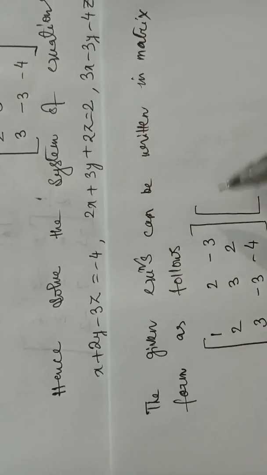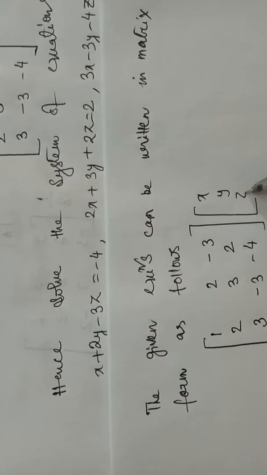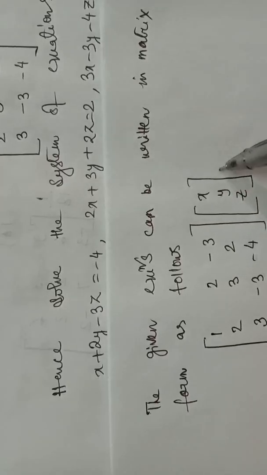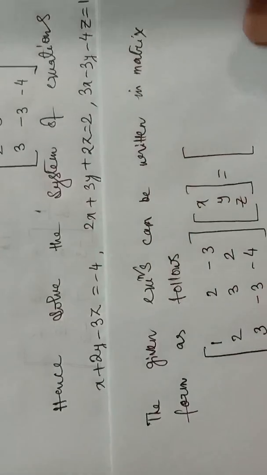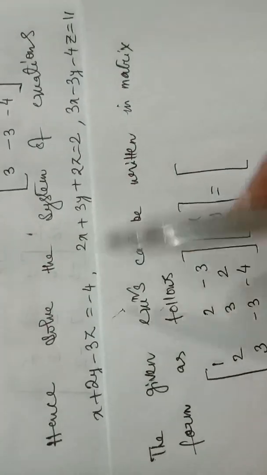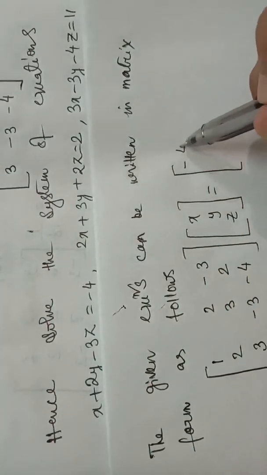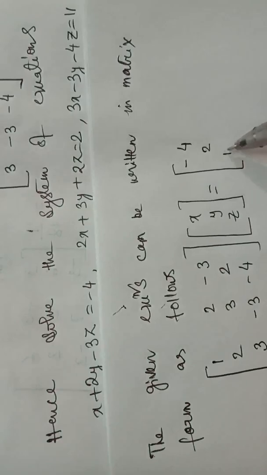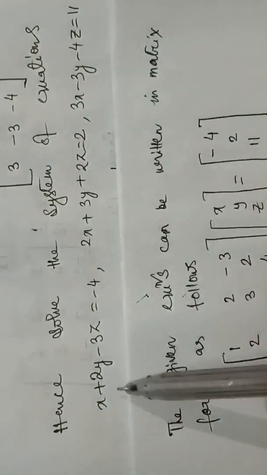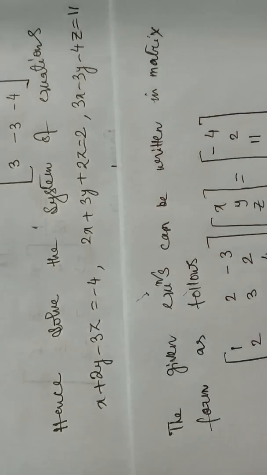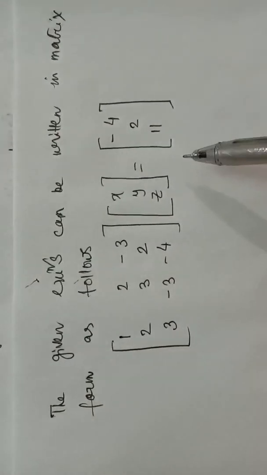Okay, into x, y, z, these are the unknowns, the variables, equal to the right hand side. You can see minus 4, 2 and 11. So the given equations can be written in matrix form in this way.